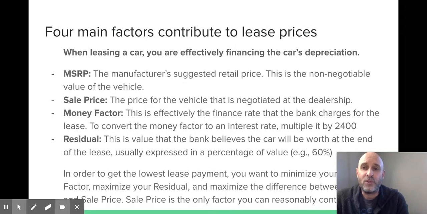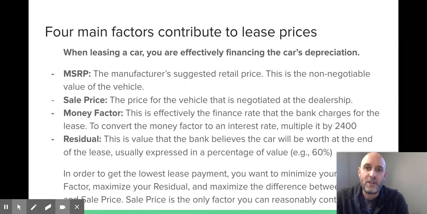So the factors that go into it are the MSRP. This is the manufacturer's suggested retail price. This is the price that you will see on the window sticker. So say it's a $35,000 car. You might negotiate a lower price, but $35,000, that's the MSRP.